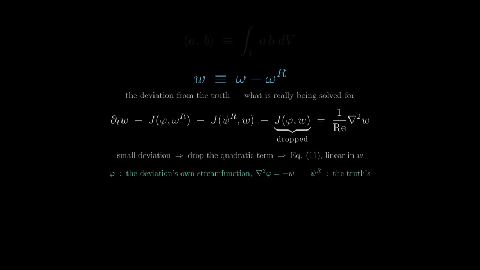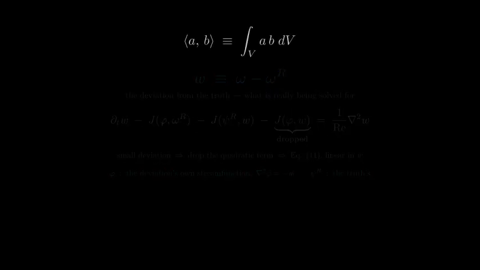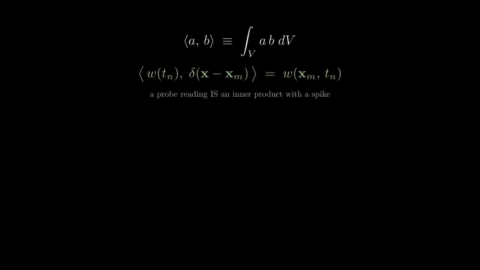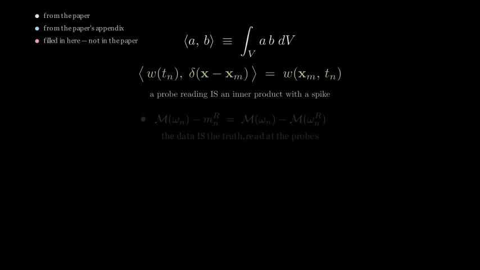Next, rewrite what a measurement is. Define the inner product of two fields as their product integrated over the box. Then a probe reading is exactly the inner product of the field with a spike sitting at that probe. The spike picks out one value and discards everything else. But hold on. The cost we wrote at the start was about the whole field omega, and I have just switched to the deviation W. That step is worth doing properly because the paper does not do it for you.